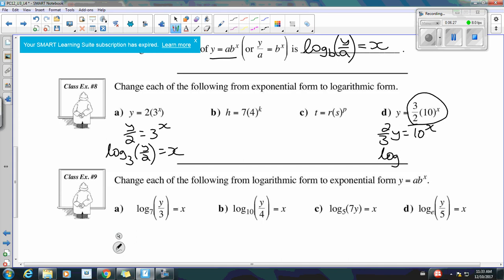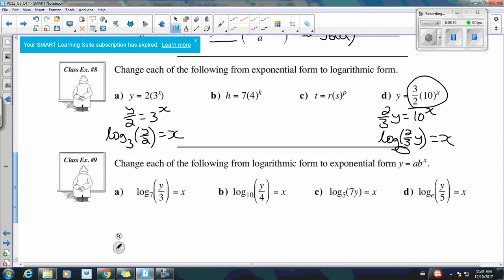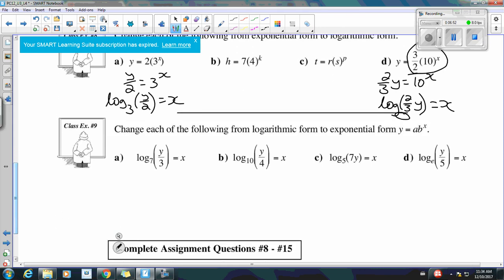Log base 10. Remember, if your base is 10, you don't have to write it. We're going to assume the base is 10. So we're going to have log of 2/3 y equals x. That is a special case of logarithms. If there is no base written, we assume it's base 10. Kind of like how with a square root sign, we don't put an index in, we assume it's 2. With a log, we assume the base is 10.